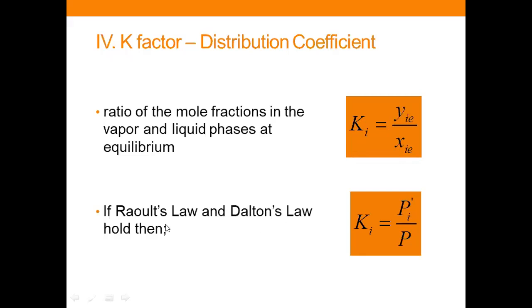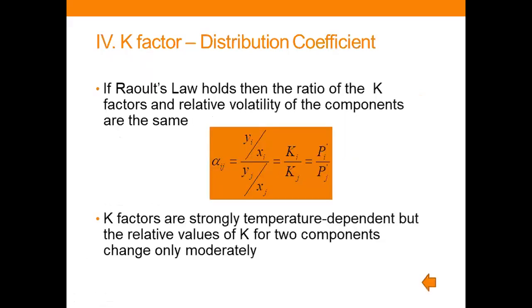This would now give you the distribution coefficient of your system. Now, if your system is ideal and Dalton's law holds, we can also replace the Y and the X here by the pure vapor pressure of I over the total pressure of your system. That's for your distribution coefficient that is often used or encountered in liquid-liquid extraction. You will know how to use it when we're on the topic already of liquid-liquid extraction.